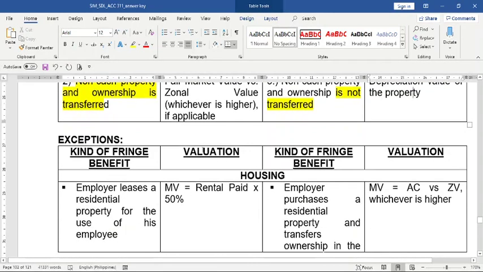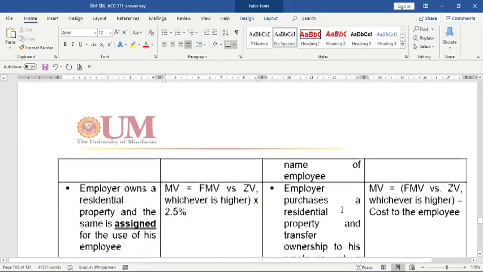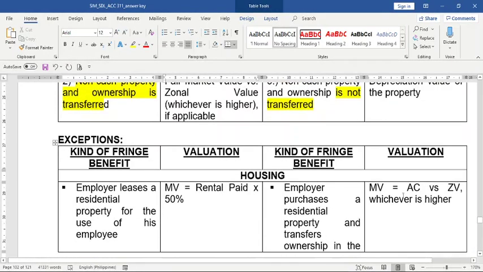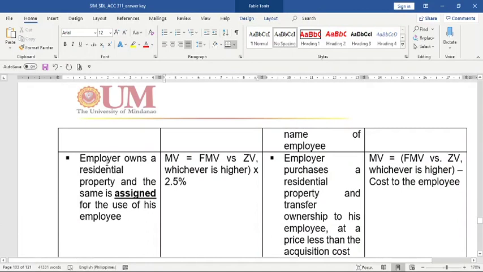But there are exemptions, no? Kinds of fringe benefit. If employer leases a residential property for the use of the employee, yung valuation natin is the rental paid times 50%. Okay? If the employer purchased residential property and transfer ownership in the name of the employee, kasi na-transfer, no? Whichever is higher. If the employer owns the residential property and the same is assigned to the use of his employee, market value and zonal value, whichever is higher, times 2.5.